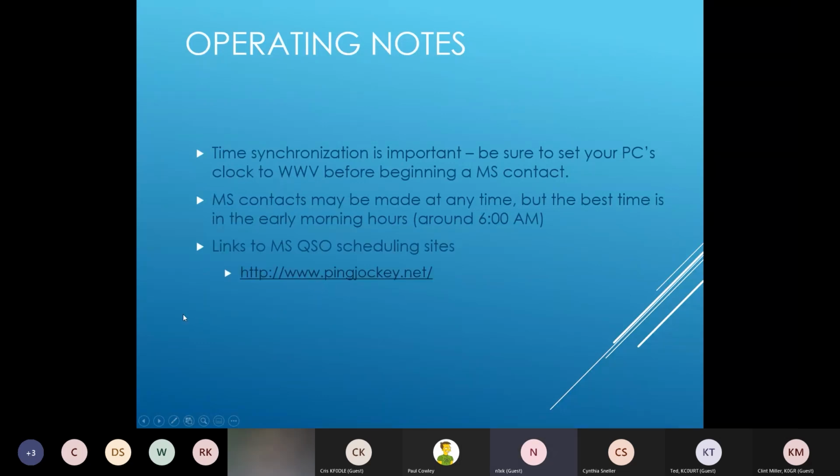There are some scheduling sites for meteor scatter. Ping Jockey is probably the best known one, and you can schedule your QSOs with people that are on the site, or you can just broadcast that you're beaming to the east and you're transmitting 260, and people will look for you. Another one is DX World. That one may be high-speed meteor scatter, so it may be a little out of date. But at any rate, those are two that might get you going.